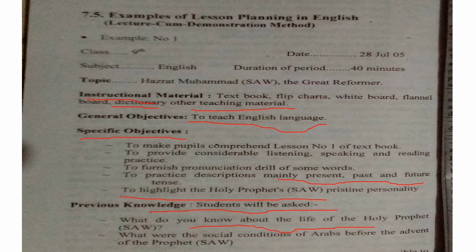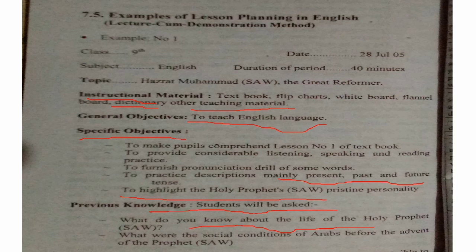This is the topic. Okay, and the instructional material is textbook, flip chart, whiteboard and flannel board, dictionary, and other teaching material. These are all components of instructional material or stuff. Now see the general objective. Our general objective is to teach the English language. Overall, all these are general objectives.